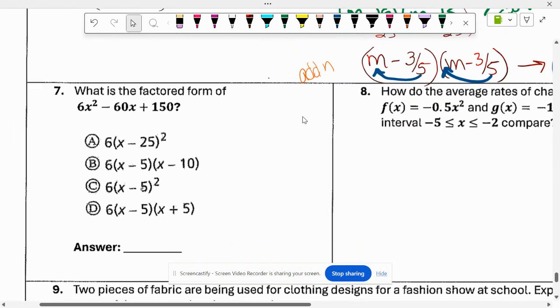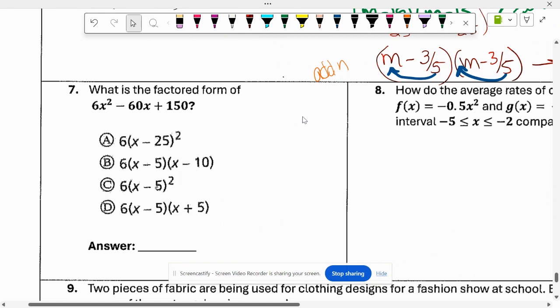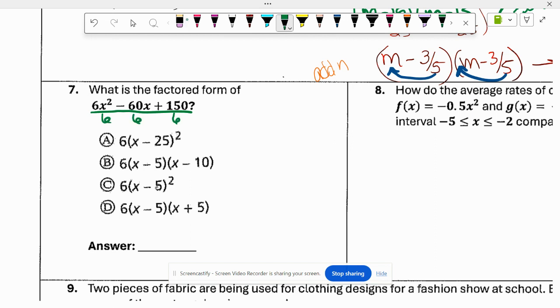All right. What is the factored form of this example? Well, notice when you look at your answers, the first thing that you see is everything was divided by a 6. So I'm going to drive 6 down to my denominator, right? Or down to the bottom, drive it downstairs. So I have x squared minus 10x plus 50. So what two numbers can I multiply together to get 50, that when I add them, I get a negative 10?